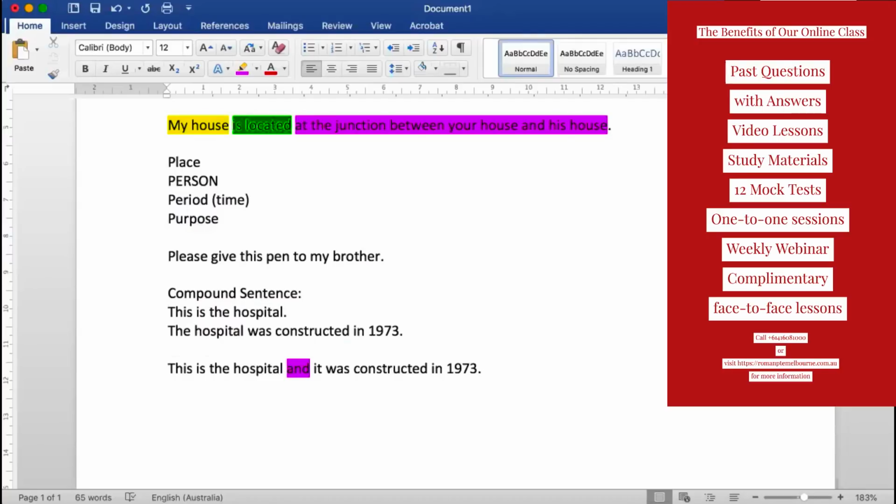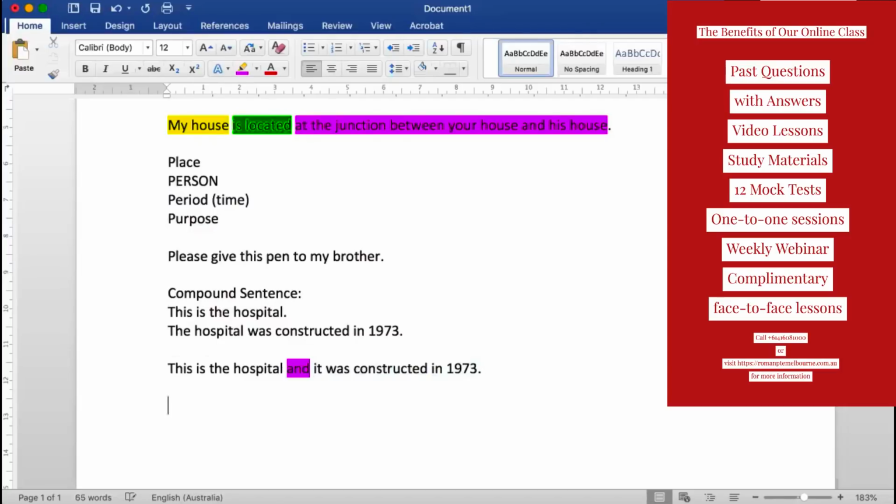So the sentence itself is easy to understand. There is nothing complex about it. There is nothing compound about it. But the reason we call this a compound sentence is it has two independent sentences. This is one sentence and this is the second sentence. In these kinds of questions, try to focus on one idea, linking word, another idea. Okay, we'll look into some examples of this later on. So this is the hospital and it was constructed in 1973.